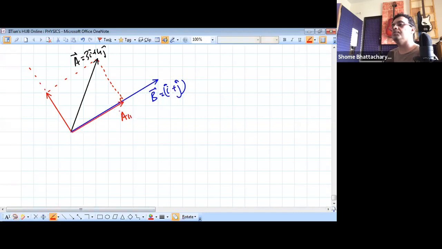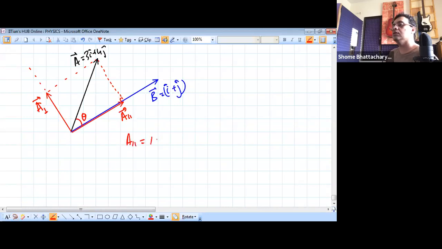This is the parallel projection, this is the perpendicular projection. Now in this question, the options are given in such a way that we don't really want to find the projection. We just want to find the unit vectors because the magnitudes are already known.